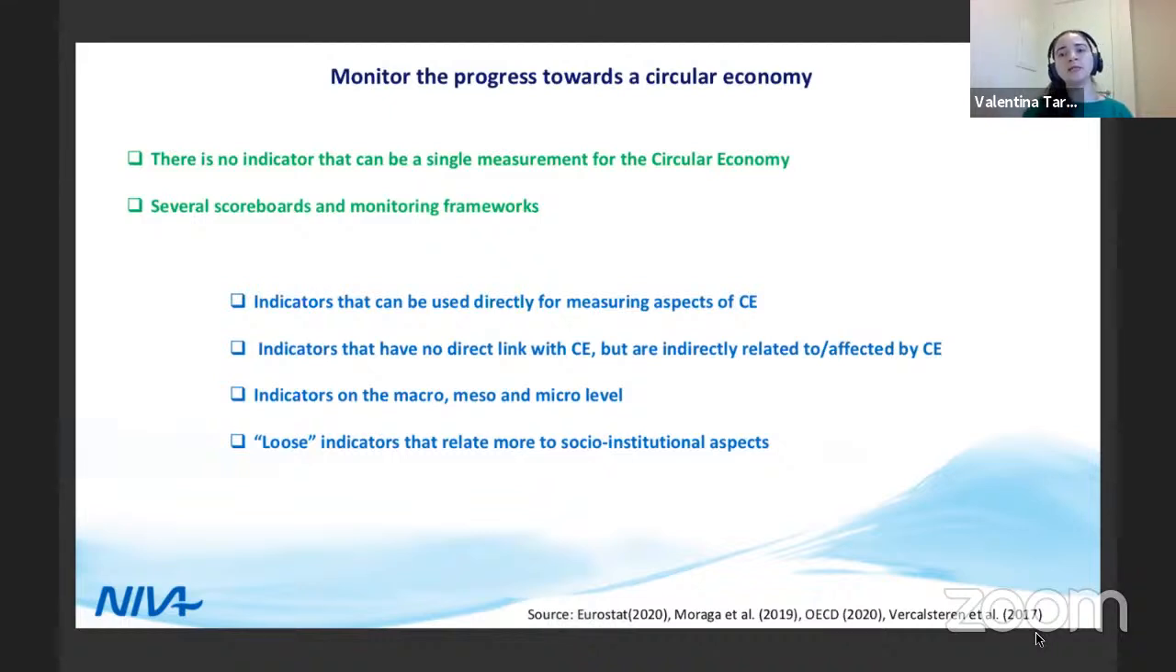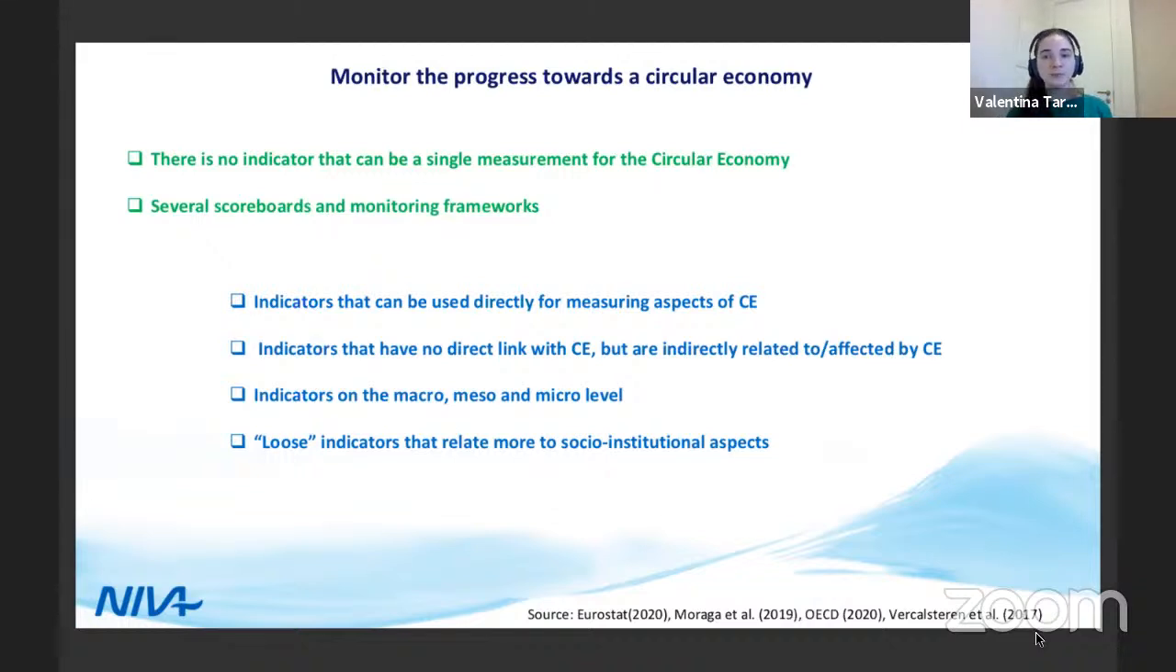There is no indicator that can be a single measurement for the circular economy. To date, there are several scoreboards and monitoring frameworks for circular economy. And by screening all these scoreboards and monitoring frameworks, we came to the conclusion that we can classify the indicators into four types.